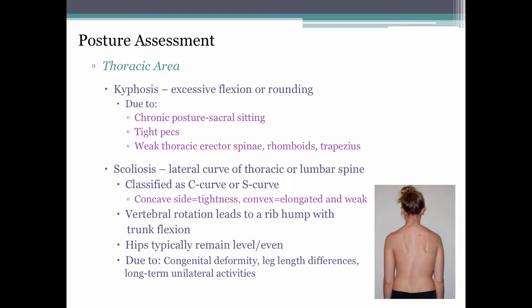And then let's talk about their thoracic spine. So we have a natural kyphosis, or flexion, or rounding of the upper back. But when we have excess, this is caused by chronic posture, so sacral sitting. This results in pec tightness and weakness in your rhomboids and your trapezius, as well as your erector spinae.